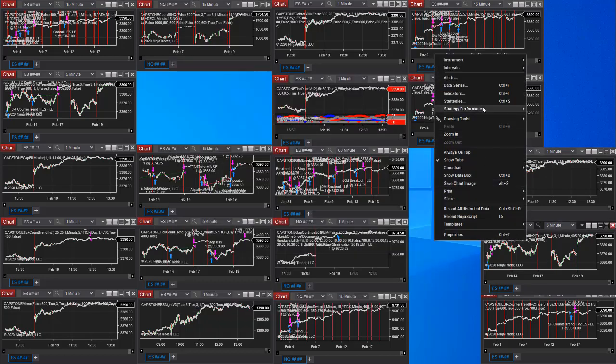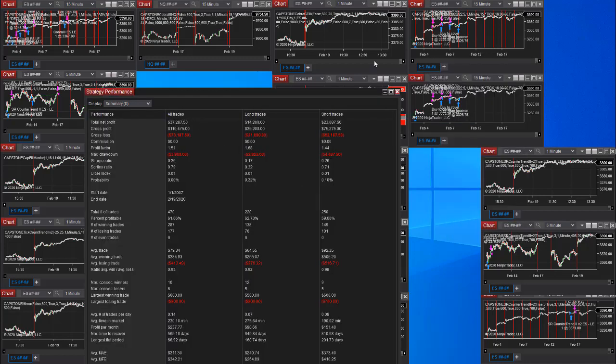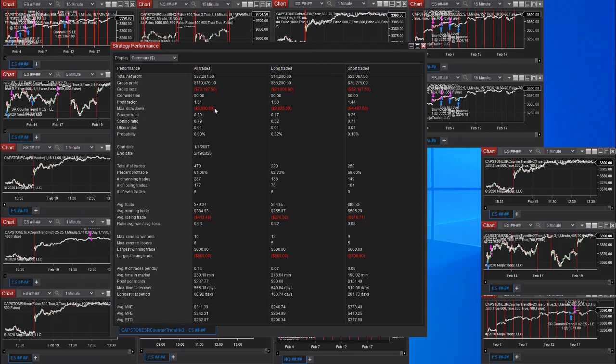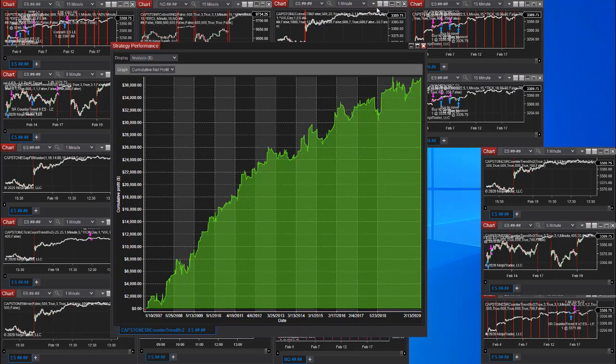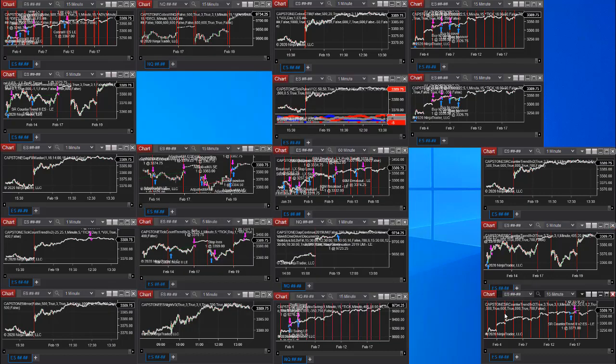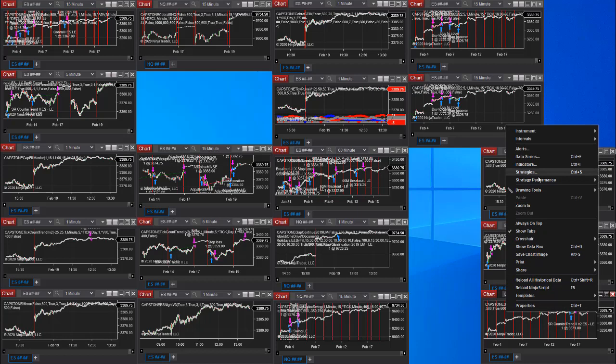Let's look at the 5-minute version of this strategy, and 37,287.50, $3,900 max drawdown, 79.34 average trade profit. Solid numbers, solid equity curve. Really like SR Counter Trend 2 V2. It's selective, it doesn't trade a lot, but it's very consistent and very solid.